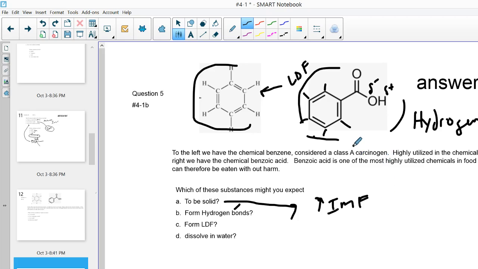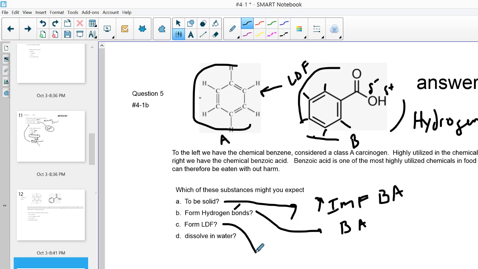So we'll call this the B, we'll call this A, just for sake of giving it an answer. This one here is B, the acid. It forms hydrogen bonds, as I mentioned. This one is going to be benzoic acid. We'll go BA for the benzoic acid. And benzoic acid also forms LDFs.